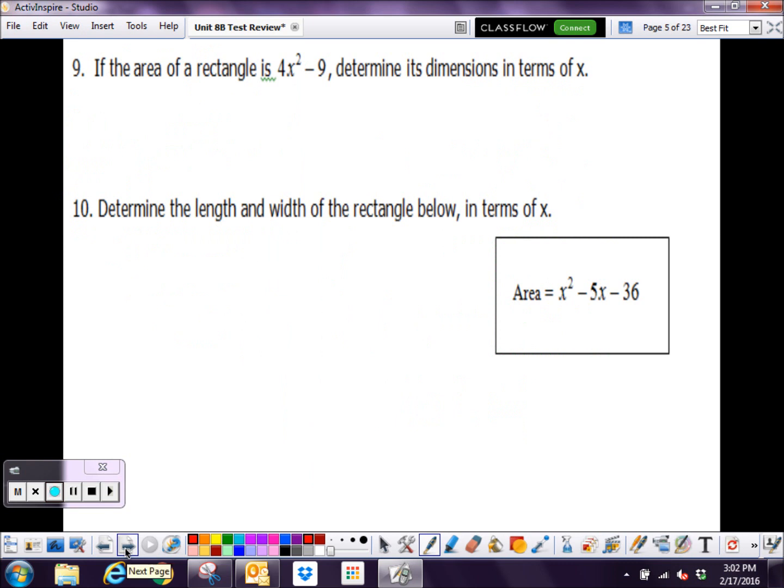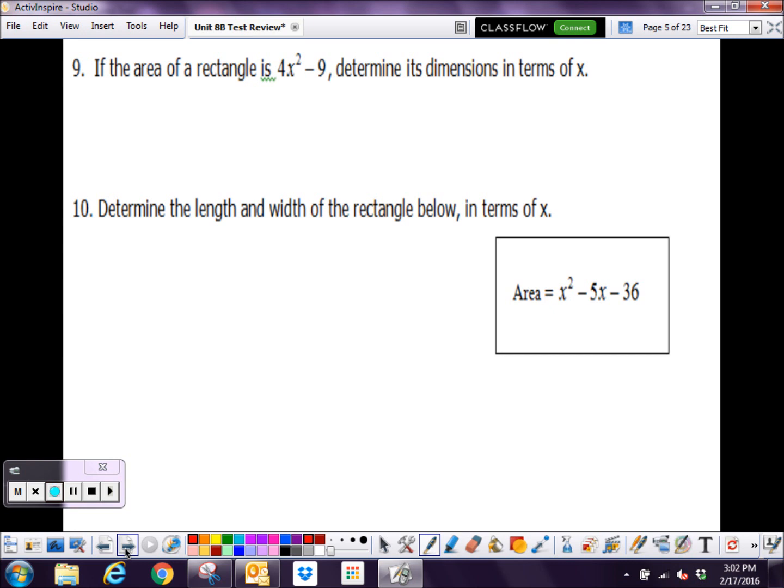All right, number 9. If the area of a rectangle is 4x squared minus 9, determine its dimensions in terms of x. Okay, I've heard a few people say that they're not sure what that means in terms of x. That just means you're going to have an x in your answer. You're not going to have just a number at the end. You're going to have an x there. So this is giving us the area, and we need to find the dimensions.